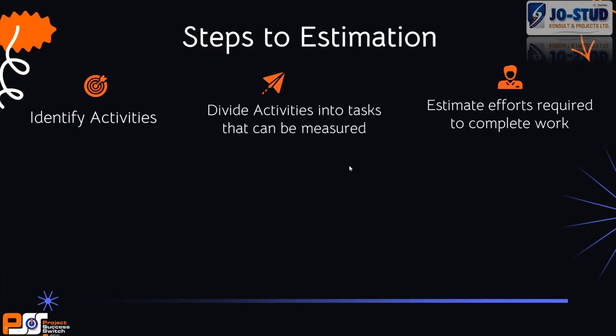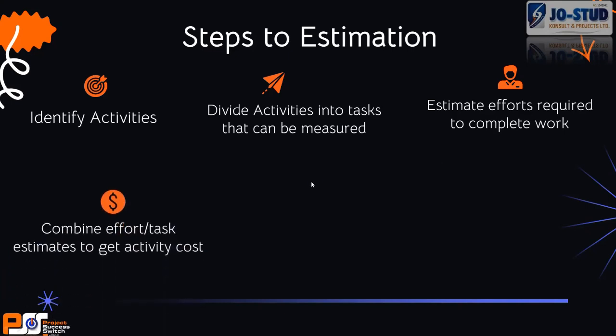You are going to have a series of activities. For the timing, you need to break it down into tasks that can be measured. Estimate the effort required to complete each task. That's another step. You must combine effort and tasks together to get your activity cost. That's rolling it up, this is bottom up.